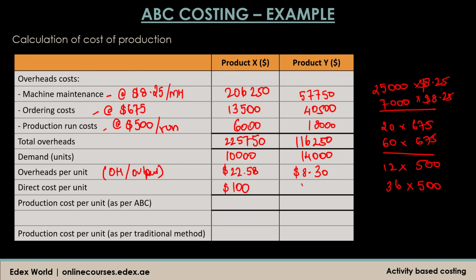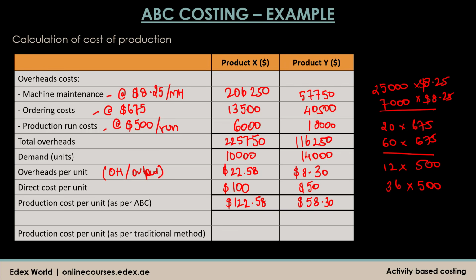Direct cost was also given in the question. So $100, $50. So production cost per unit, as per ABC, we're going to add the overheads per unit and the direct cost. So 122.58 and $58.30. So this is how you get your cost of production when using ABC.